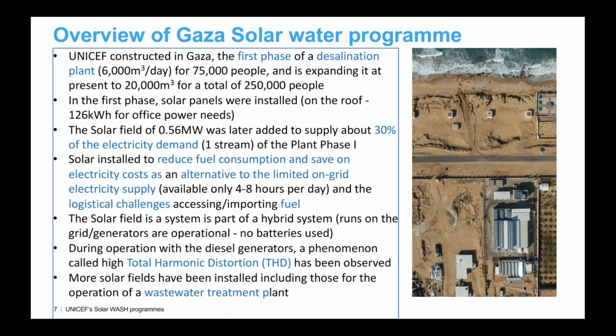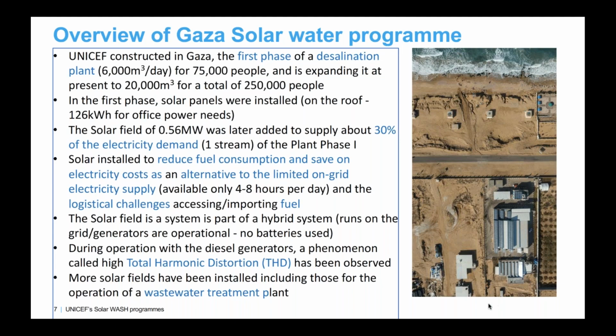And therefore, UNICEF started the construction in Gaza of the first phase of this desalinization plant that you have in the picture from an aerial view, producing 6,000 cubic meters per day and reaching 75,000 people. And this is being expanded now to 20,000 cubic meters for a total of 250,000 people. At the first phase, the solar panels were installed on the roof of the building, and then solar fields were added to supply more electricity demand for running the plant in the phase one.